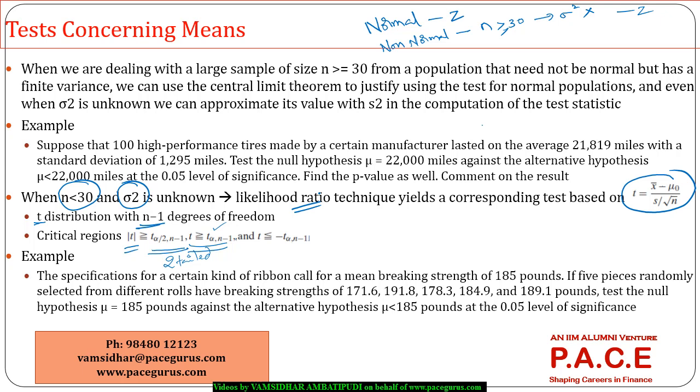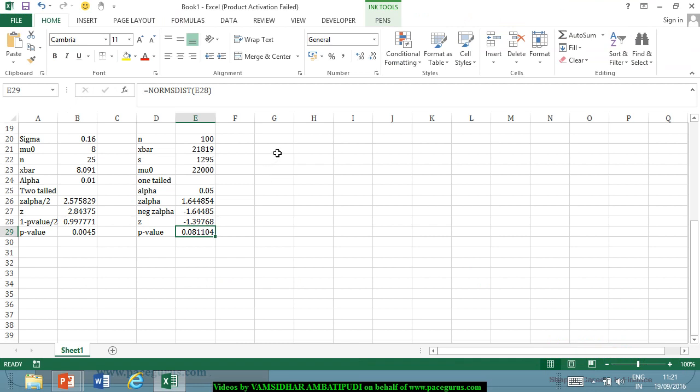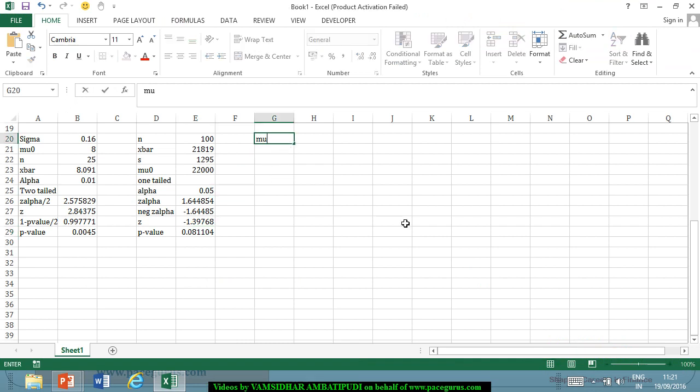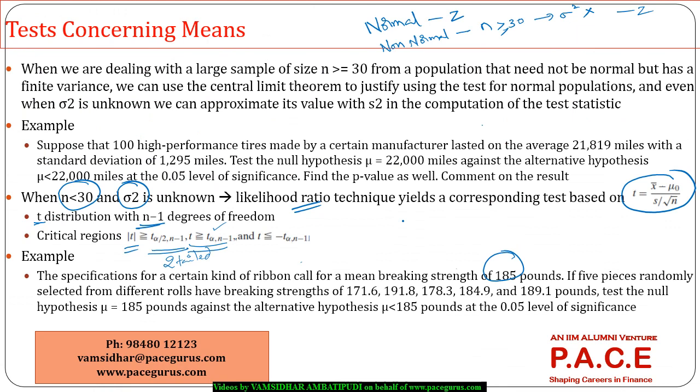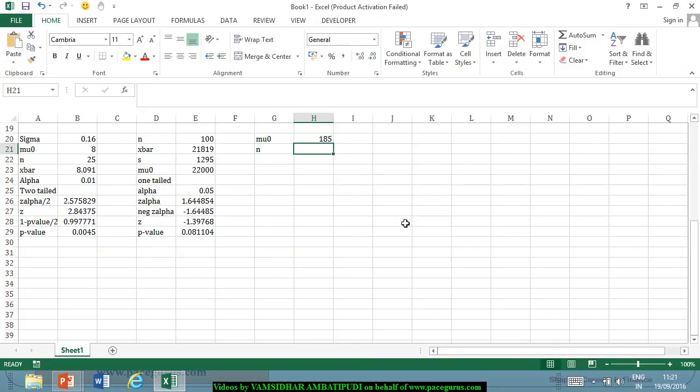So let's take this example to really test it out. The specification for a certain kind of ribbon calls for a mean breaking strength of 185 pounds. So in this case, my mu naught is 185 pounds. If 5 pieces are randomly selected from different rolls, now here the sample size is only 5.